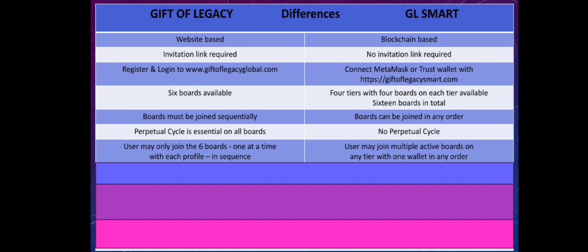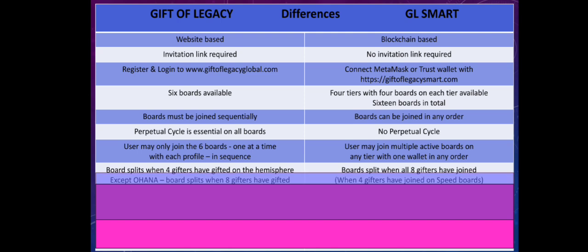In Gift of Legacy, a user may only join the 6 boards one at a time with each profile, and you need to join in sequence. In GL Smart, a user may join multiple active boards on any tier with one wallet and in any order. You have 100% freedom of choice as to which board you would like to join.